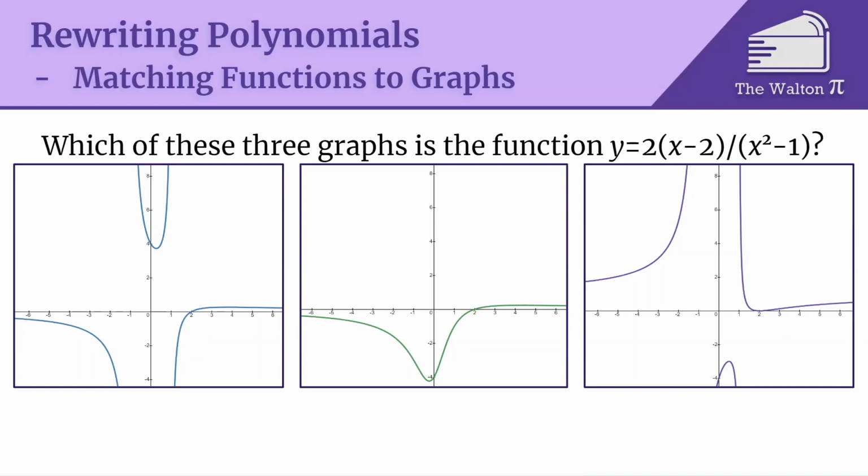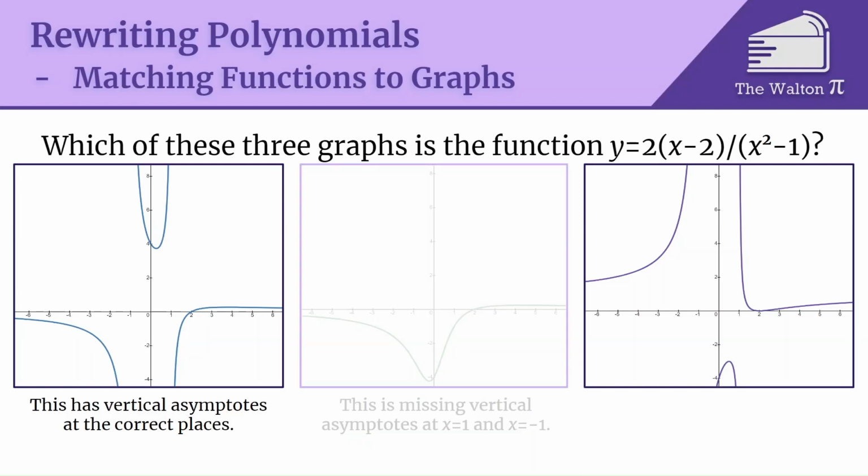Okay, hopefully you're able to figure that out. Pause it if you didn't. So this first one, we don't have vertical asymptotes at x equals 1 and -1. Those are both places where the denominator is 0 and the numerator is not 0, so we should be having vertical asymptotes. So we can eliminate this graph. This first function has vertical asymptotes at the correct places. We have a vertical asymptote at -1 and +1, but so does the last function, so that didn't tell us anything.